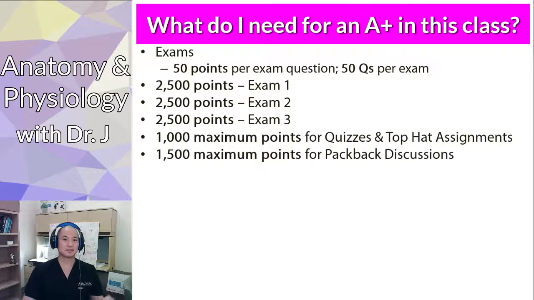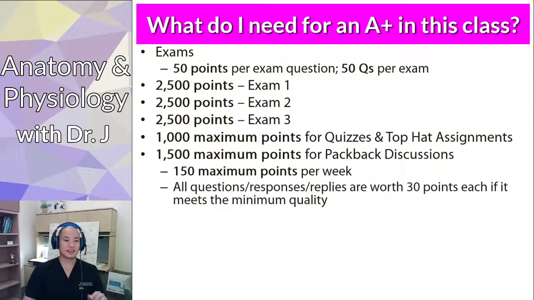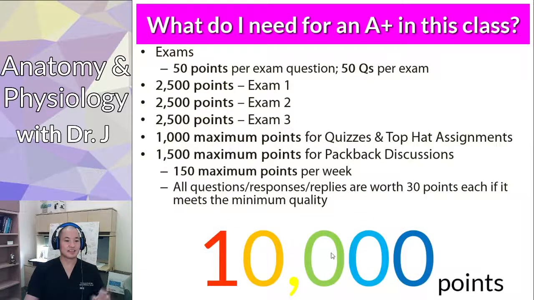I'm going to explain that in a little more detail. There's a 150 maximum points per week. This is increased from last semester, so now you can earn up to 150 per week. All questions and responses count, and I didn't see a lot of people replying to responses. If someone has a response and you reply to it, it still counts as a response, so you don't have to create a new response altogether. You can reply to someone within their own thread. They're all now worth 30 points, so questions are worth the same as a response this semester. All of this together adds up to 10,000 points.